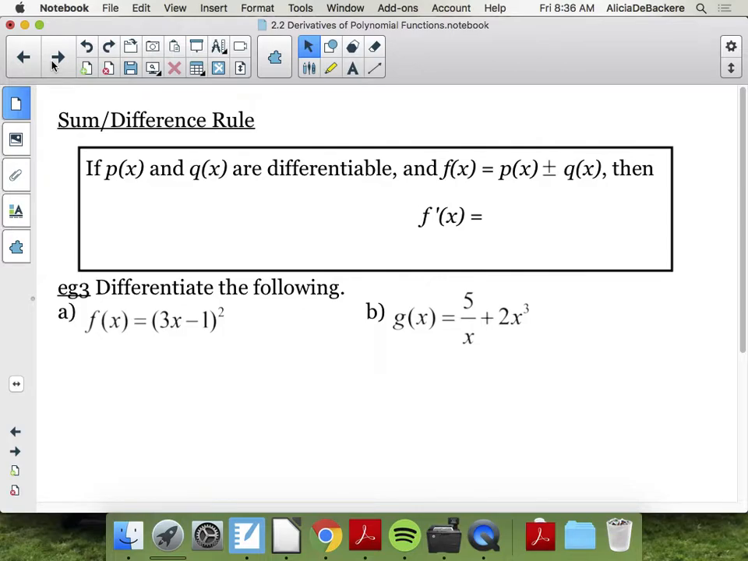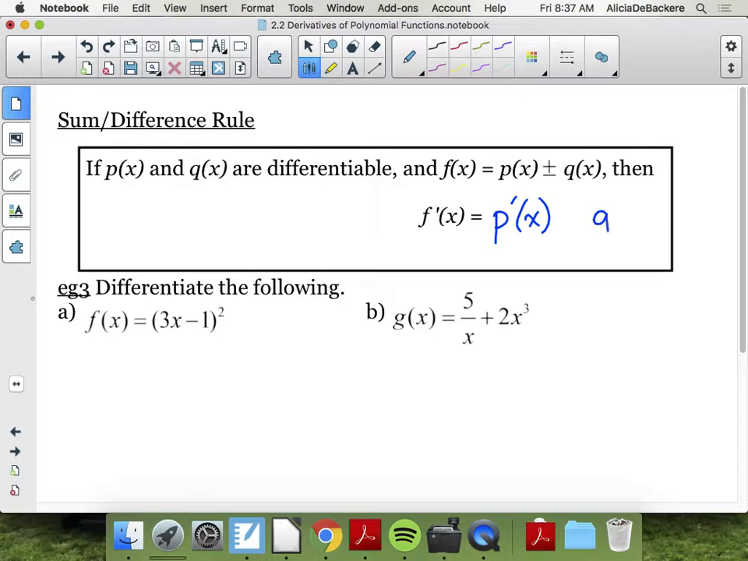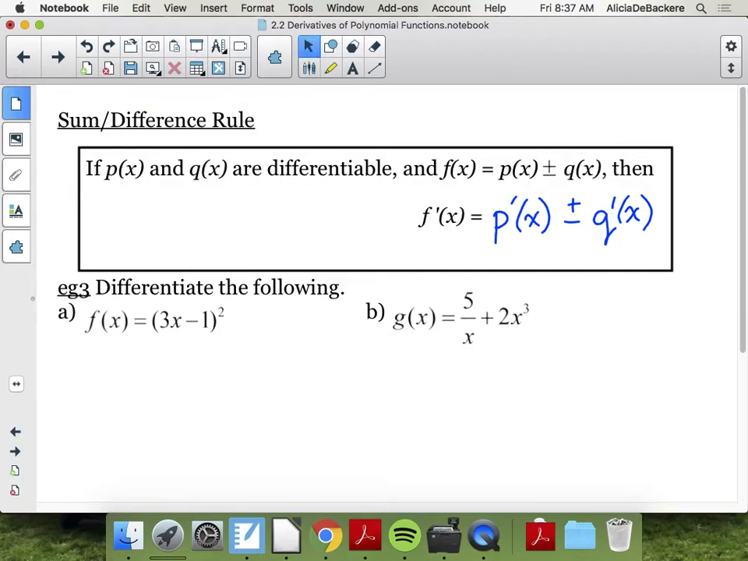Our next rule is the sum and difference rule. So this one here, I've got two functions, p at x and q at x, and it's important that they are differentiable, which means, again, I can take the derivative of those two functions. And whether I'm using the sum or the difference, so I've got both of those symbols, f at x is equal to p at x plus q at x, or if it was subtract q at x, then I can just take those derivatives separately, p prime at x and q prime at x, and then I can either add or subtract whatever the original was to find my result. So we'll take a look at these two examples here.